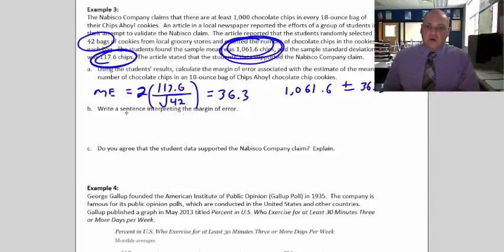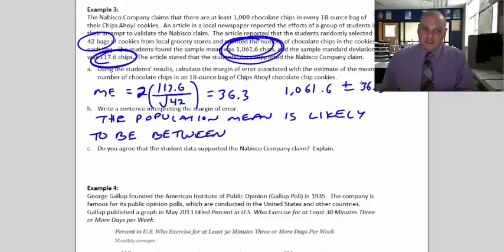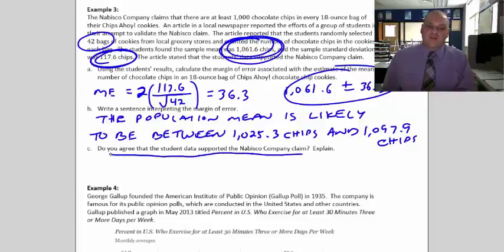of the number of chocolate chips in the population, of where the average is. All right, so write a sentence interpreting the margin of error. So the population mean is likely to be between, and again, we just calculate these right here, 1,025.3 chips and 1,097.9 chips.